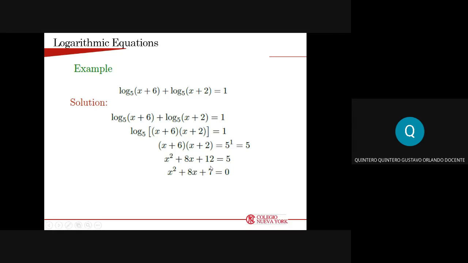Or we can try to factorize this. Is this factorizable? Can we factor this expression or not? We're looking for two values that when added give you 8 and when multiplied give you 7. Both values are positive. Can you think of these two? In the chat, please tell me. What are the two values? When you add them, it gives you 8, and when you multiply them, it gives you 7.